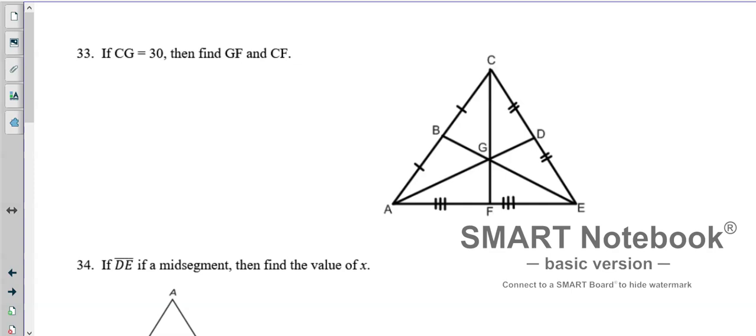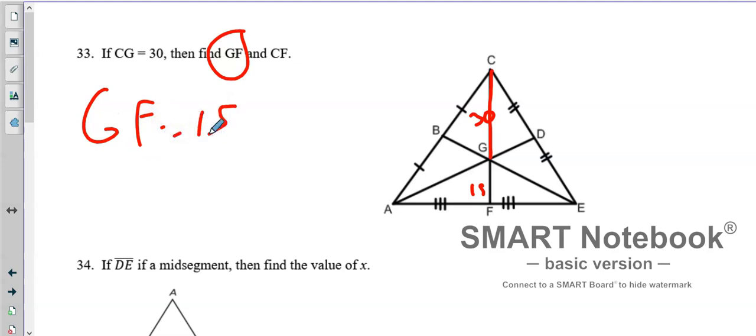All right. It says CG is 30. CG, if this is 30, is the big piece. The small piece is 15. But it's not asking for, well, it is asking for the small piece. It says find GF. GF is 15. It also asks for CF, which is the whole thing. 30 plus 15 is 45.